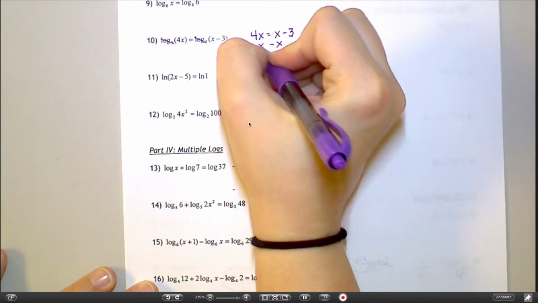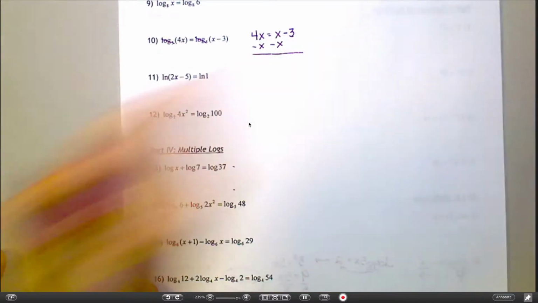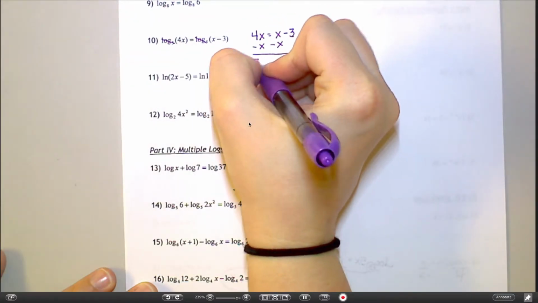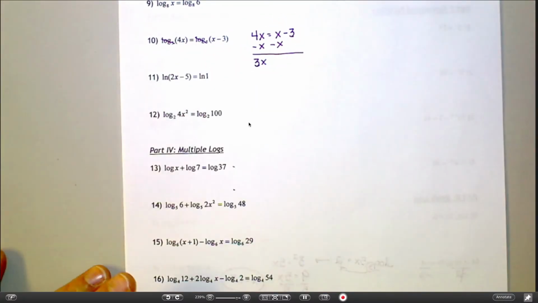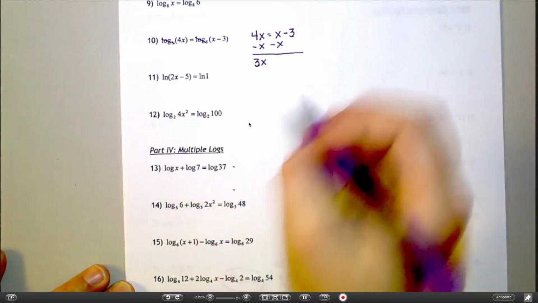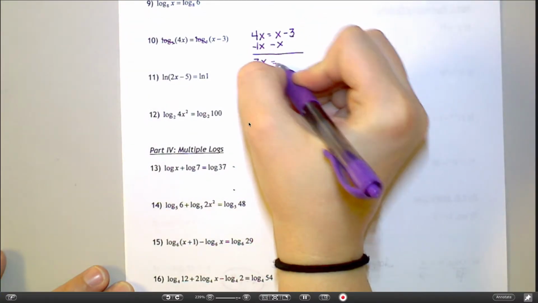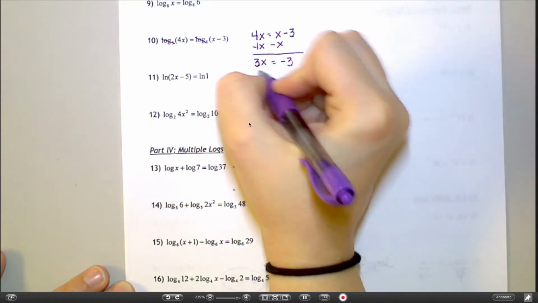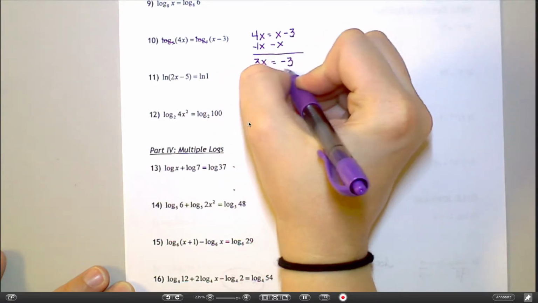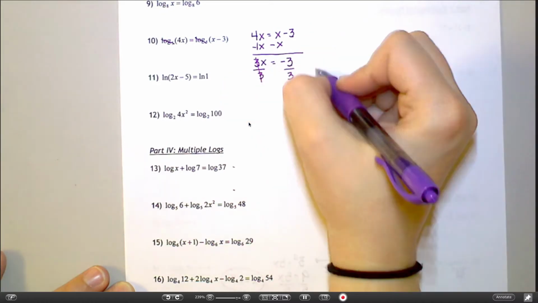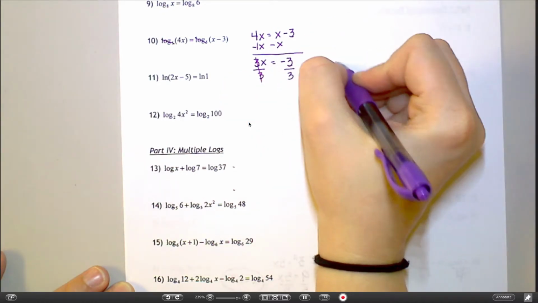What's 4x minus x? 3x. It is not 4. I see some people say 4x minus x is just 4. I see where you're getting that. You're just getting rid of the x. But remember, this is really 4x minus 1x, which is 3x. And that equals -3. And then let's just divide by 3. And we end up with x equals -1. Yep.